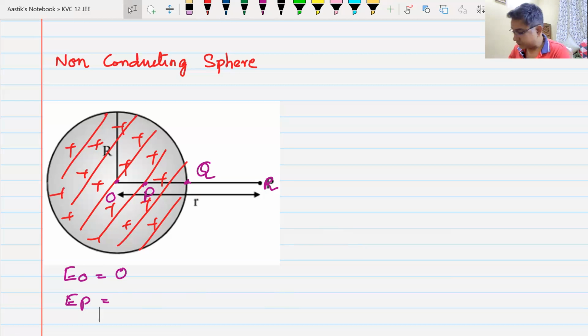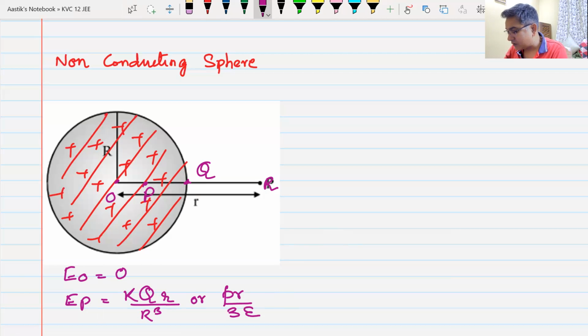Not AQ by R square. KQ into small r divided by r cube. This is the formula that you were saying previously. Inside it is KQ small r by r cube, or you can also call it in this way, which I remember, rho r by 3 epsilon naught. This is the best way to remember this. Rho r by 3 epsilon naught. This is the way I remember it.